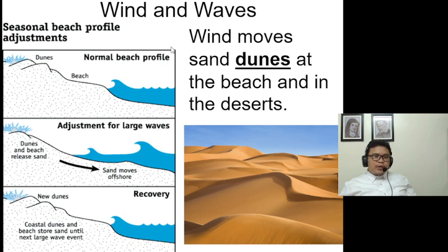Now, wind and waves. Wind, of course, is an agent of erosion, which could also move rock particles from one place to another. We can easily identify the effects of wind erosion, for example, the existence of what you call sand dunes in the beach and in the deserts. Okay, so those are some examples.